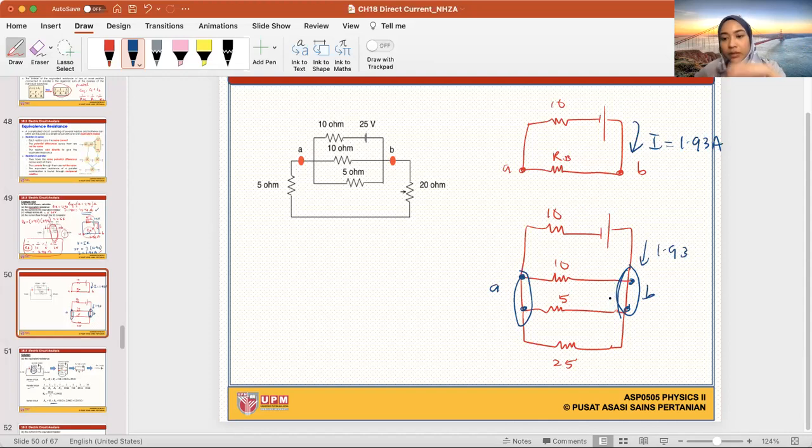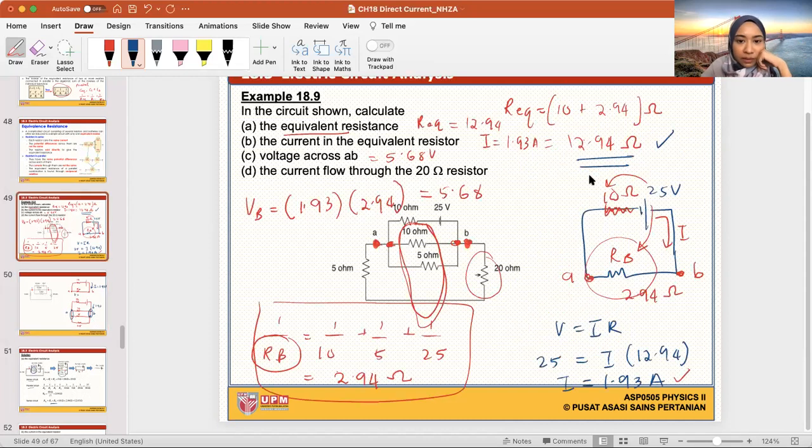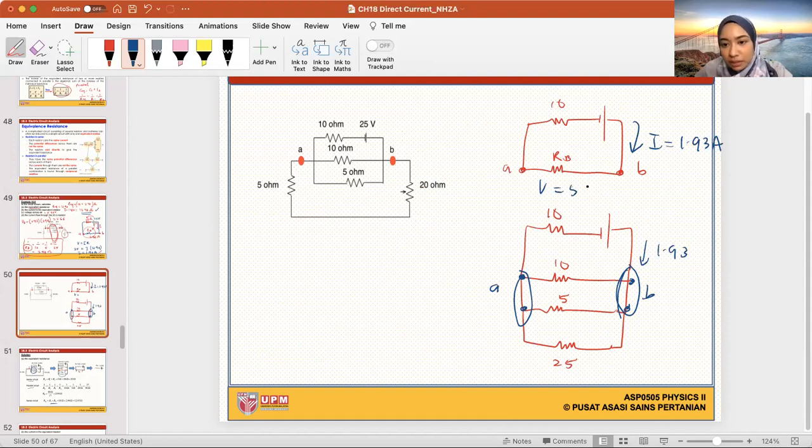Okay. So that is actually hard to solve. It's kind of hard to solve. What other information do I have about this setup? I know that the V across RB is, what did we calculate earlier? V was 5.68, right? So if the voltage across RB is 5.68, then the 10, 5, 25 is actually parallel to RB, so they are also 5.68 volt, right? So I can say that the voltage through here is 5.68 volt. This is 5.68 volt. This is also 5.68 volt.